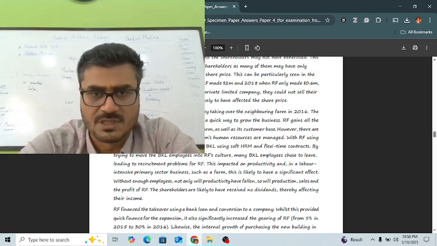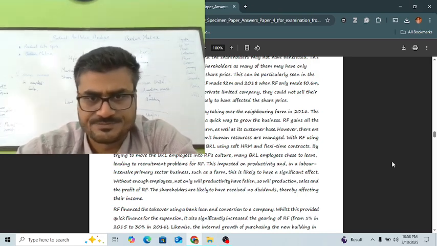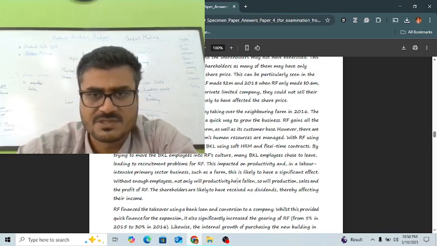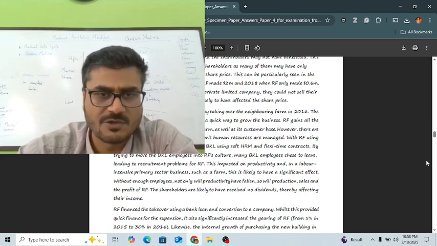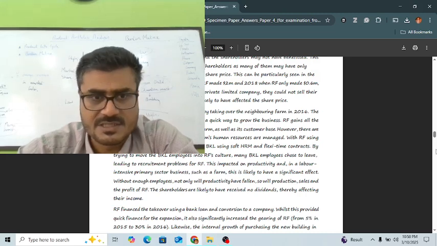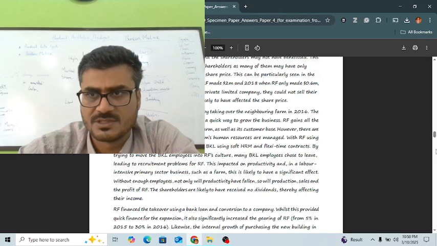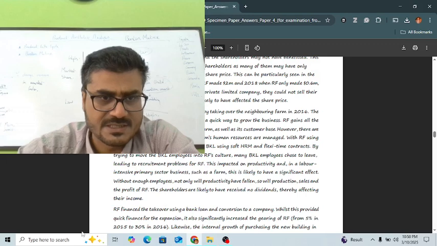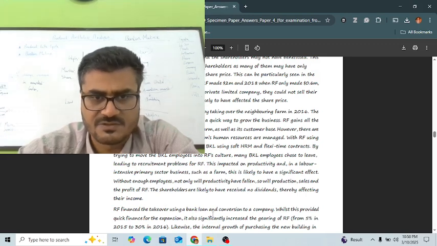What culture was efficient and how they solved that problem is going to be an evaluative statement. And he discussed that because of it, it is more likely that it may have affected their profits, productivity and sales. So this is the second point being discussed, evaluated and analyzed. And then we have finance for the takeover using a bank loan.